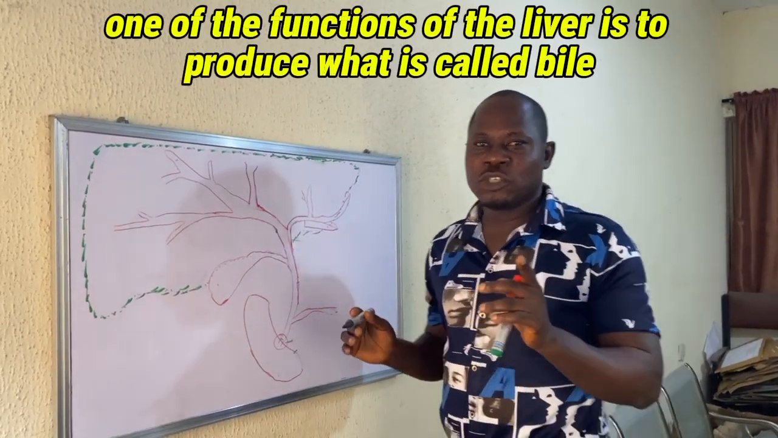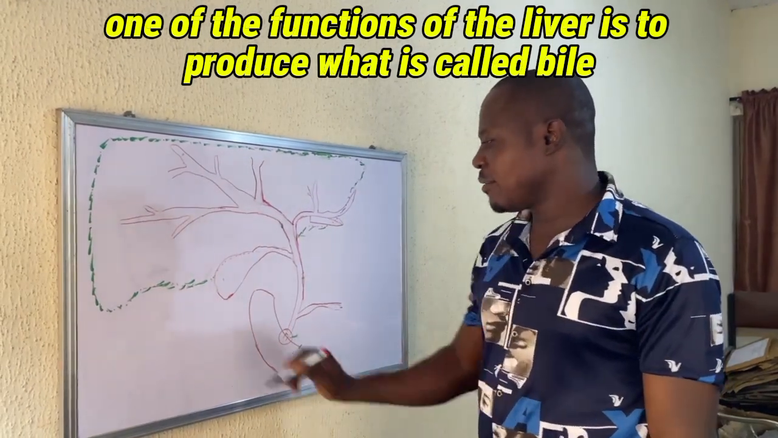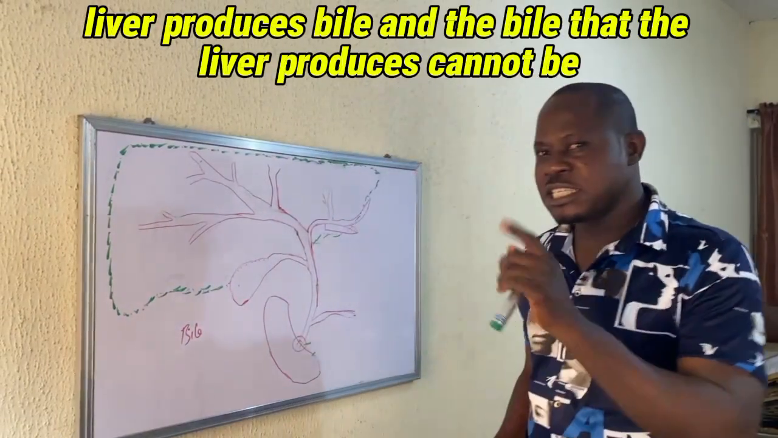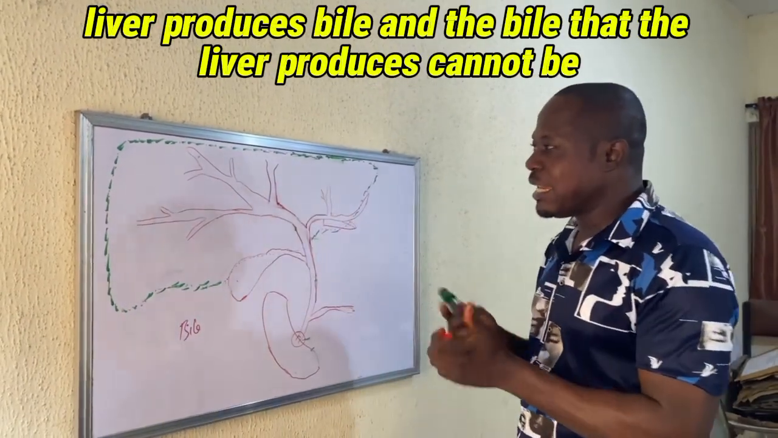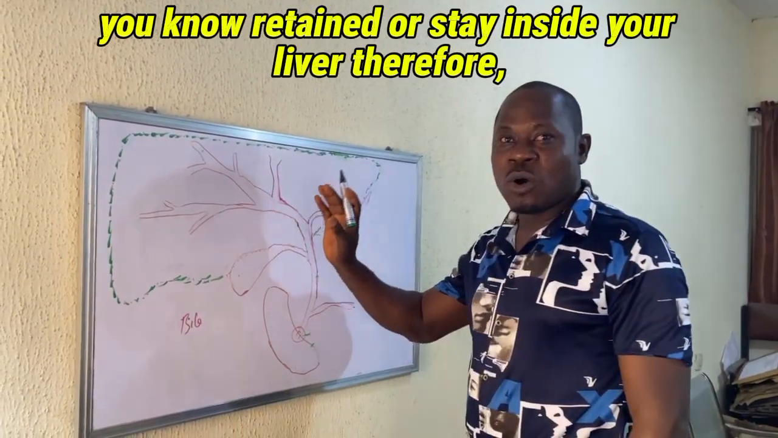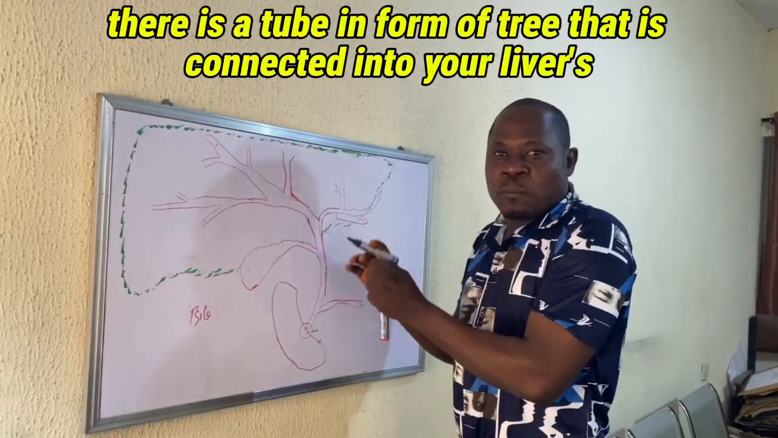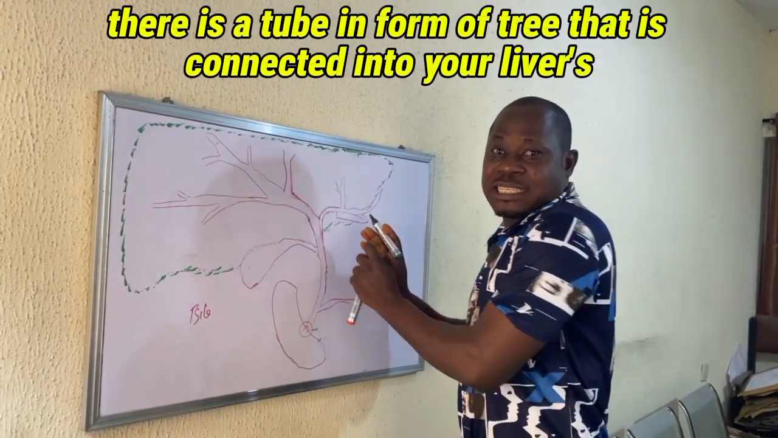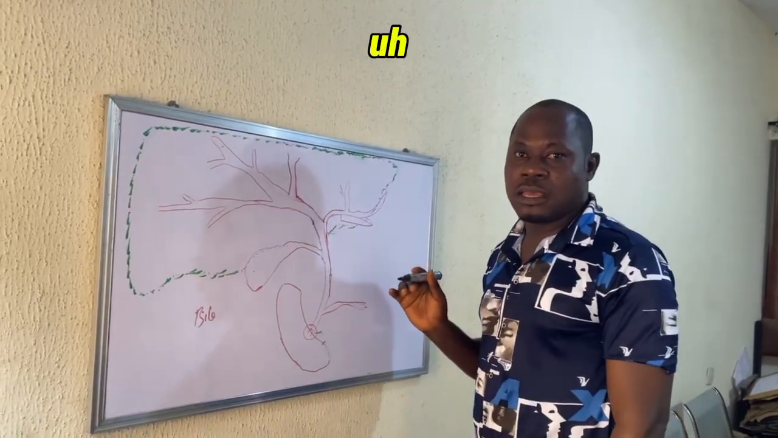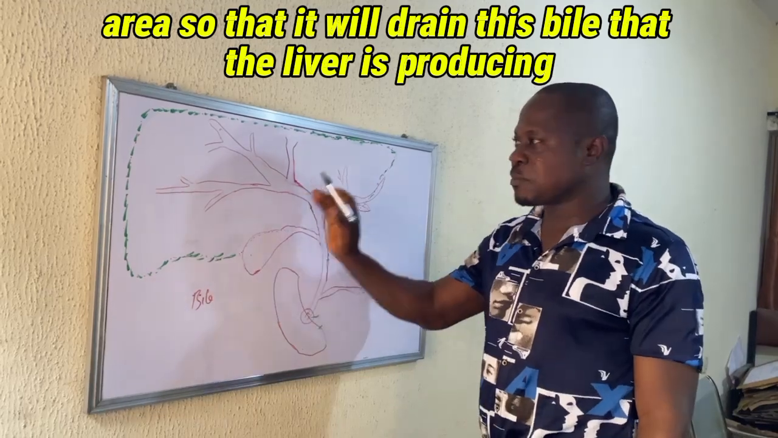One of the functions of the liver is to produce what is called bile. The liver produces bile, and the bile that the liver produces cannot be retained or stay inside your liver. Therefore, there is a tube in the form of a tree that is connected to your liver's area so that it will drain this bile that the liver is producing.